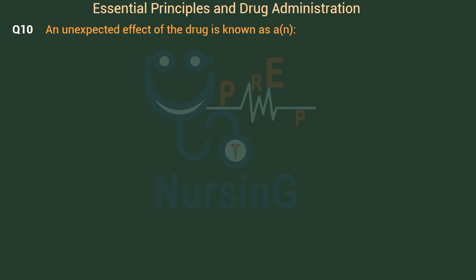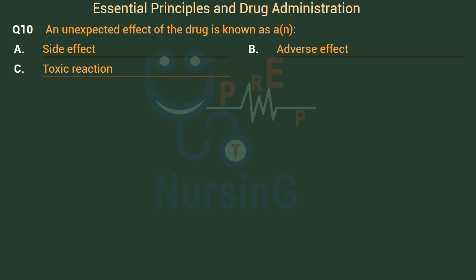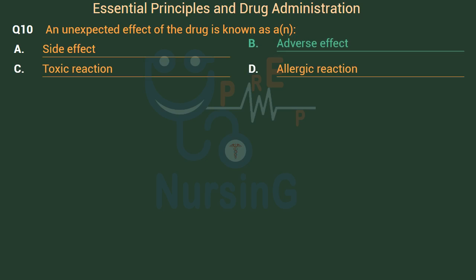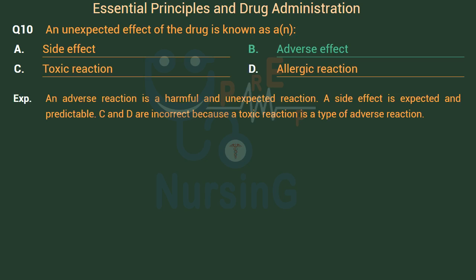An unexpected effect of the drug is known as an: Option A. Side effect. Option B. Adverse effect. Option C. Toxic reaction. Option D. Allergic reaction. Right answer is Option B. Adverse effect. An adverse reaction is a harmful and unexpected reaction. A side effect is expected and predictable. C and D are incorrect because a toxic reaction is a type of adverse reaction.